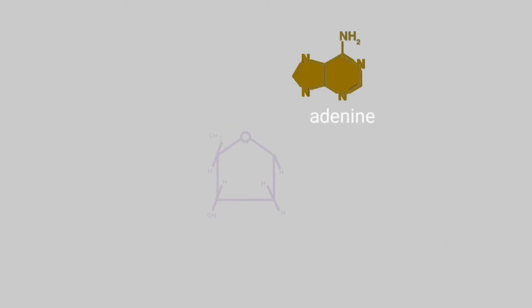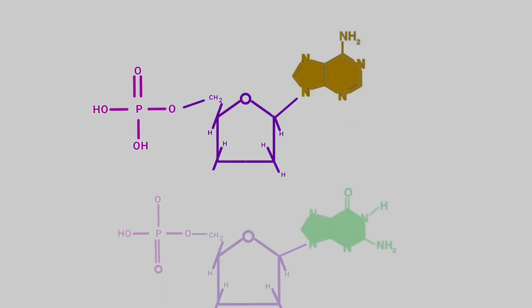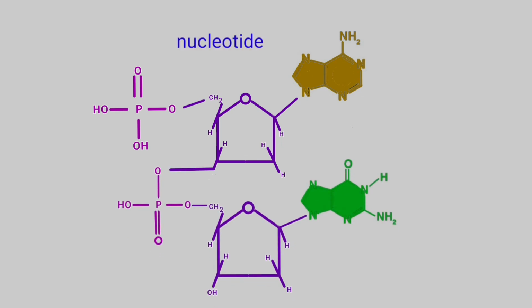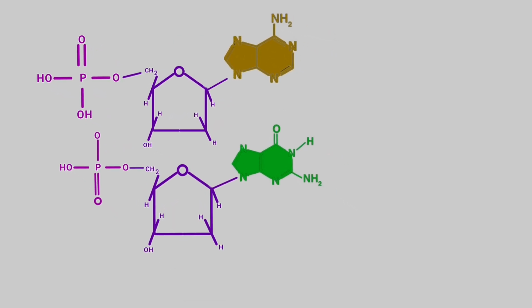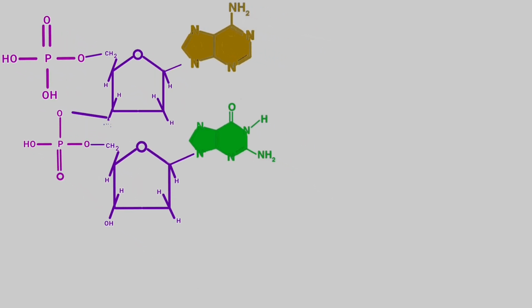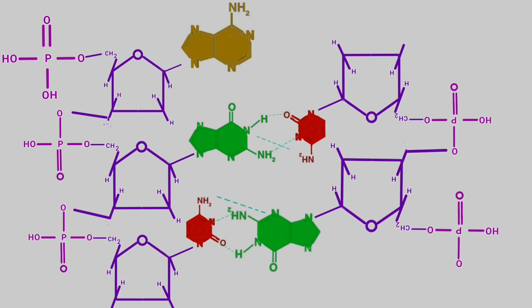The nitrogen base forms a bond with the first carbon of the pentose sugar, that is, deoxyribose sugar, to form a nucleoside. And a phosphate group gets attached to the fifth position carbon of the pentose sugar to form a nucleotide. Two nucleotides get attached by forming a bond between the third carbon of the pentose sugar and the phosphate group. And finally, two strands of DNA get attached by hydrogen bonds.